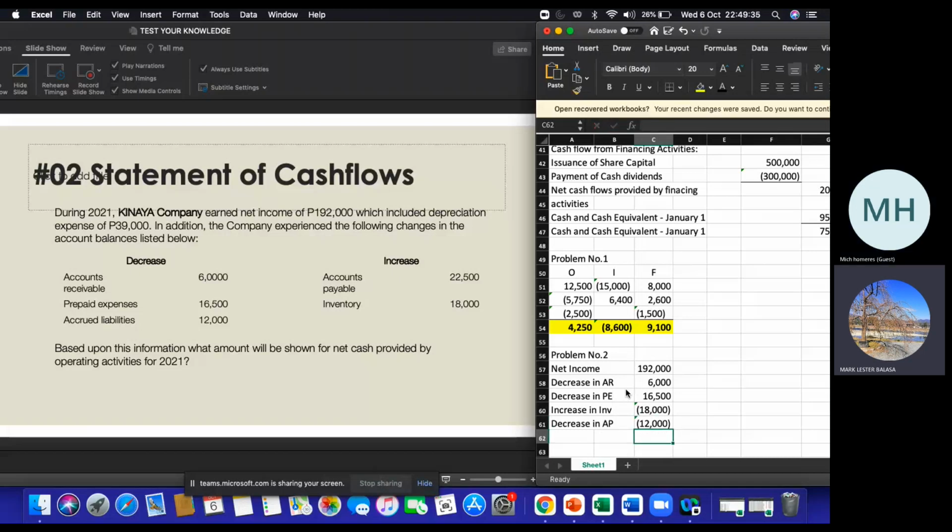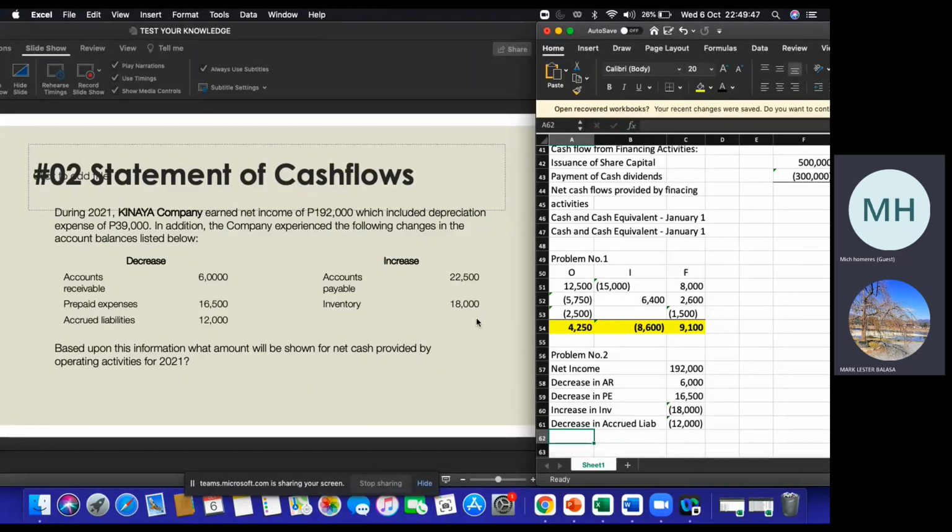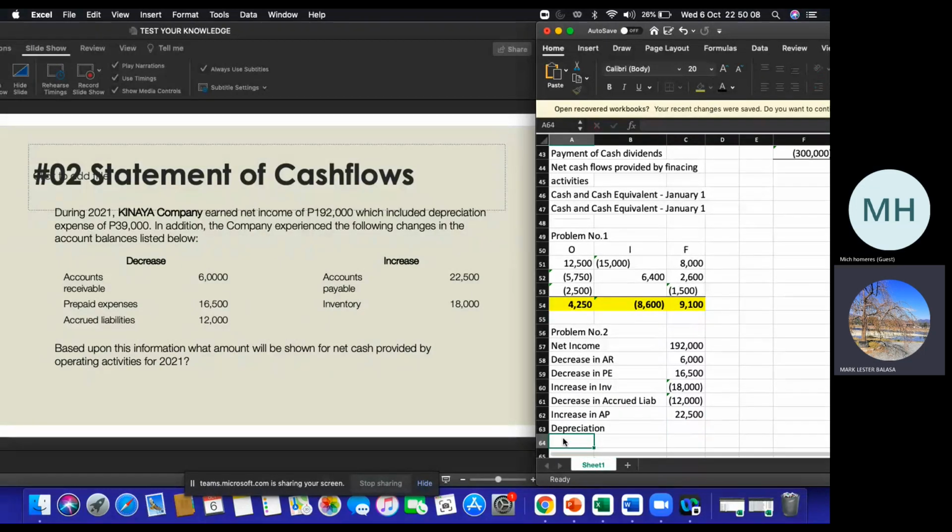Alright? And then, may decrease in accrued liabilities pala, class ha, accrued liabilities. Decrease in accrued liabilities. Okay? What else? You have increase in accounts payable. Magkano to? 22.5. So, dagdag mo naman. Okay? And then, syempre, you have the depreciation of 39. Okay? So, depreciation 39, add back yan, di ba?